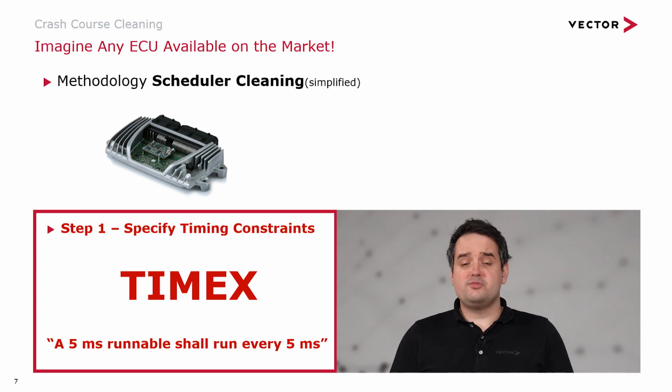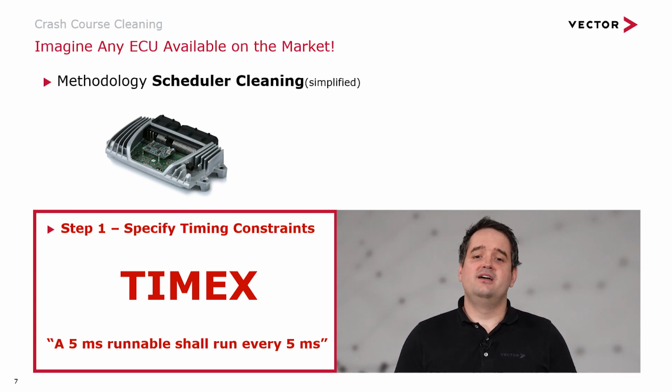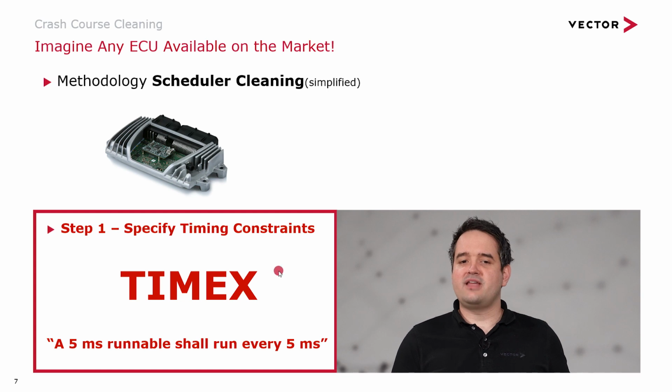Let's discuss as introduction a short methodology how to perform a scheduler cleaning, very simplified. Step one, you specify a timing constraint called Timex. To keep it simple, let's put in a simple statement in there: a 5 millisecond runnable shall run every 5 milliseconds.